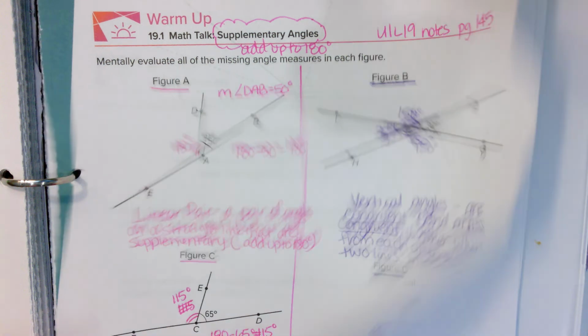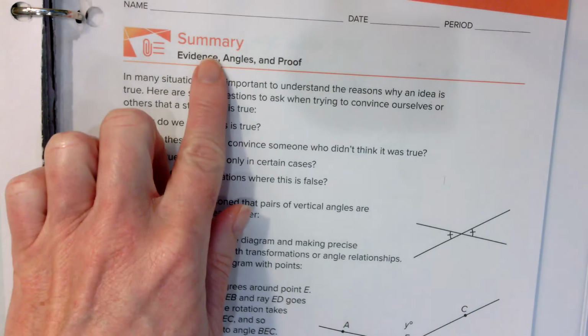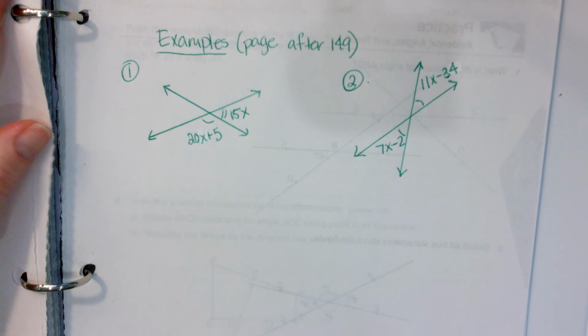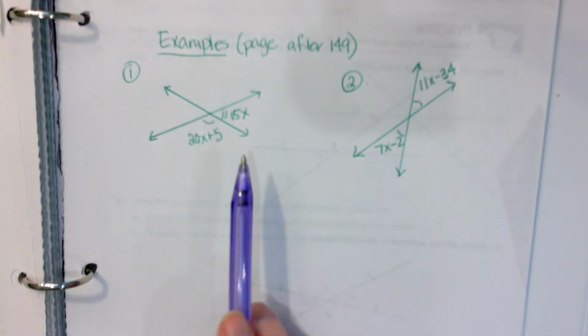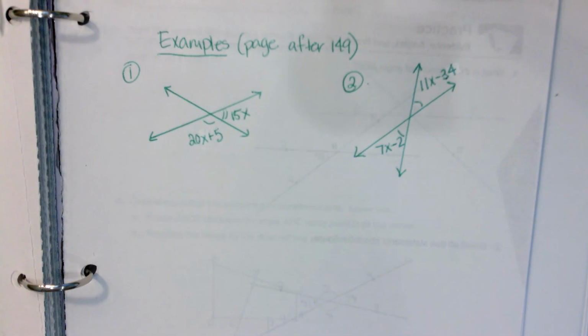If you could flip to the page after page 149. So 149 is our orange summary. If you could flip one more page, you have two blank sheets of paper. Pause this video for a moment while you copy down the two different diagrams I have for us to work on, and then begin the video again.